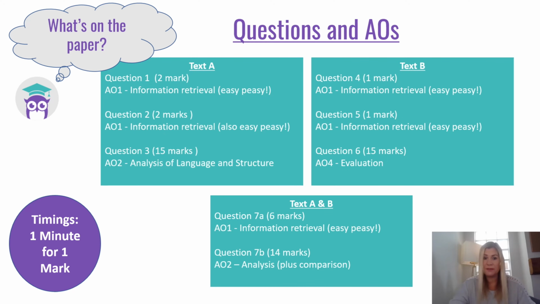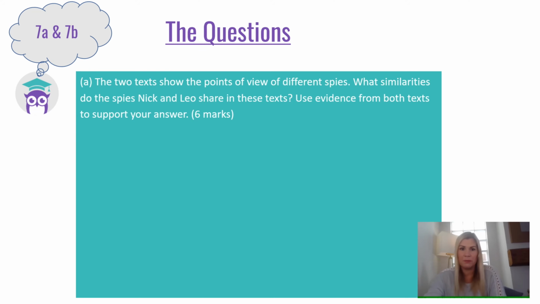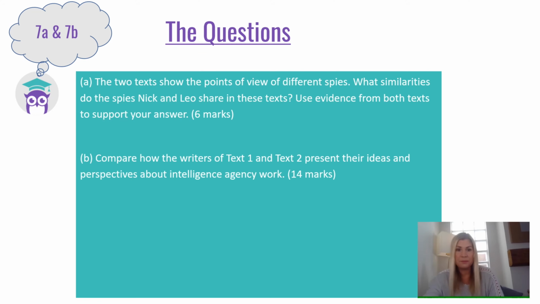The assessment objectives are different. In 7A, it's entirely AO1, information retrieval, whereas in 7B, it's more analytical, but more on that as we go through. Let's just take a quick look at the questions for 7A and 7B. So 7A is: the 2 texts show the points of view of different spies. What similarities do the spies Nick and Leo share in these texts? Use evidence from both texts to support your answer. So that's your 6 marker.